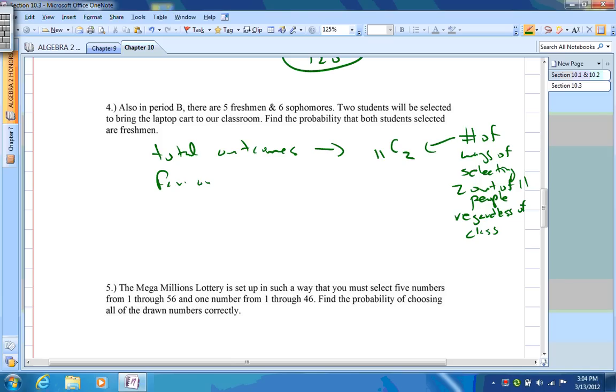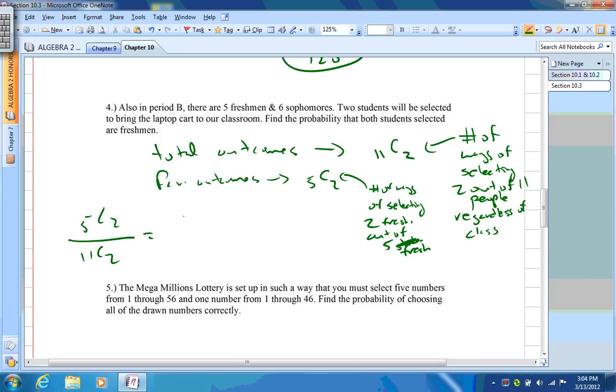Favorable outcomes, because we only want freshmen, so obviously that's going to be 5C2. The reason I say 5C2 because you're looking at the number of ways of selecting 2 freshmen out of 5 students, or out of 5 freshmen. So we want to do 5C2 over 11C2. Using your calculator, you get 10 over 55, which reduces to 2/11. So that's a little tricky, and we'll have to kind of review that when we meet as a class.